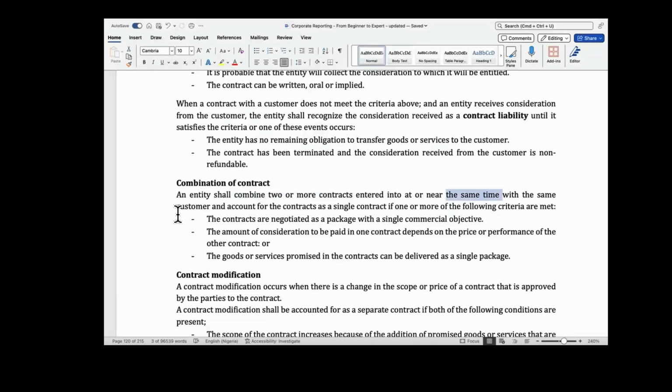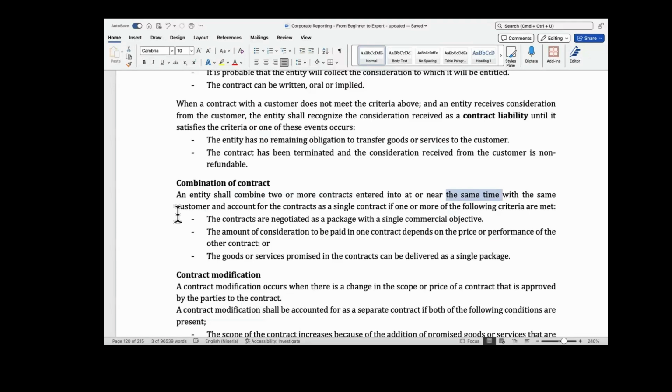Then you should consider combining them. When you have two or more contracts that you entered into with the same customer at almost the same time, consider combining them if they meet the following criteria.